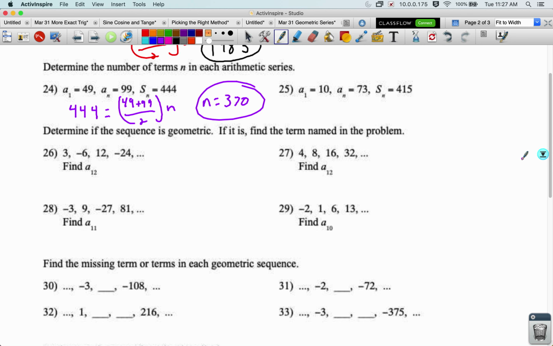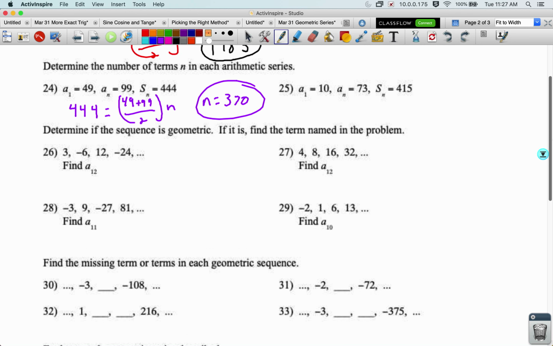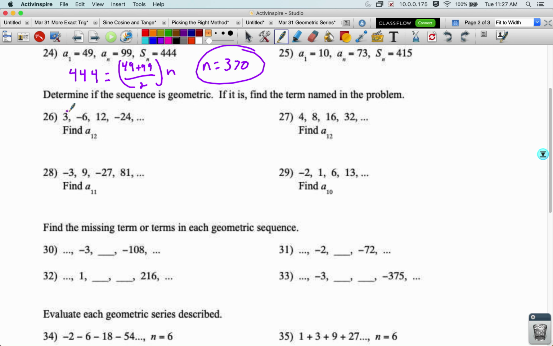All right, determine if the series or sequence is geometric. So now I'm looking for a common ratio. If it is, find the term named in the problem. So here, are we multiplying by the same number each time? To get from 3 to negative 6, we're going to multiply by negative 2. Does that work again? Times negative 2, times negative 2. Yep, so this is geometric.